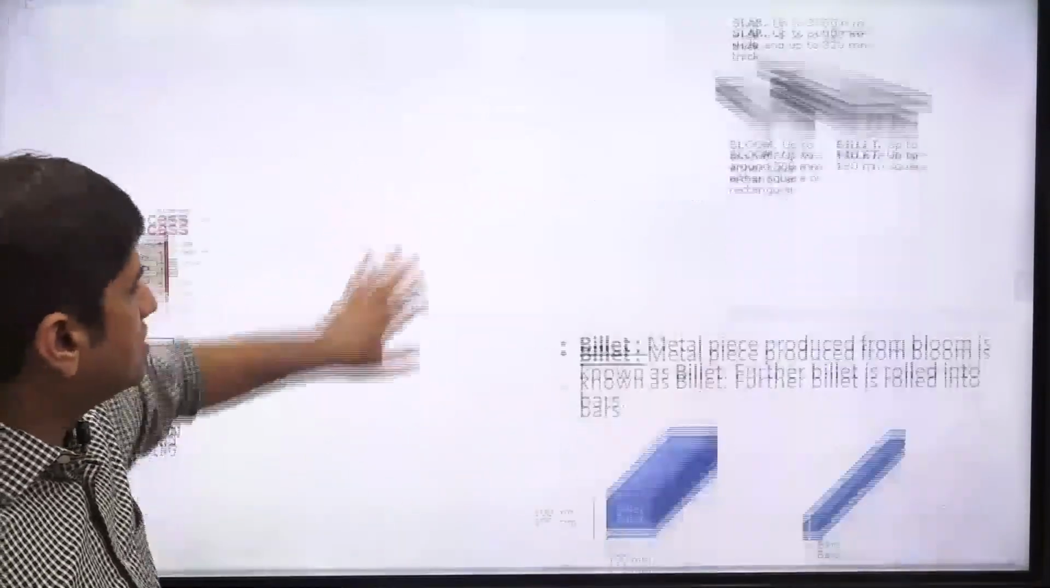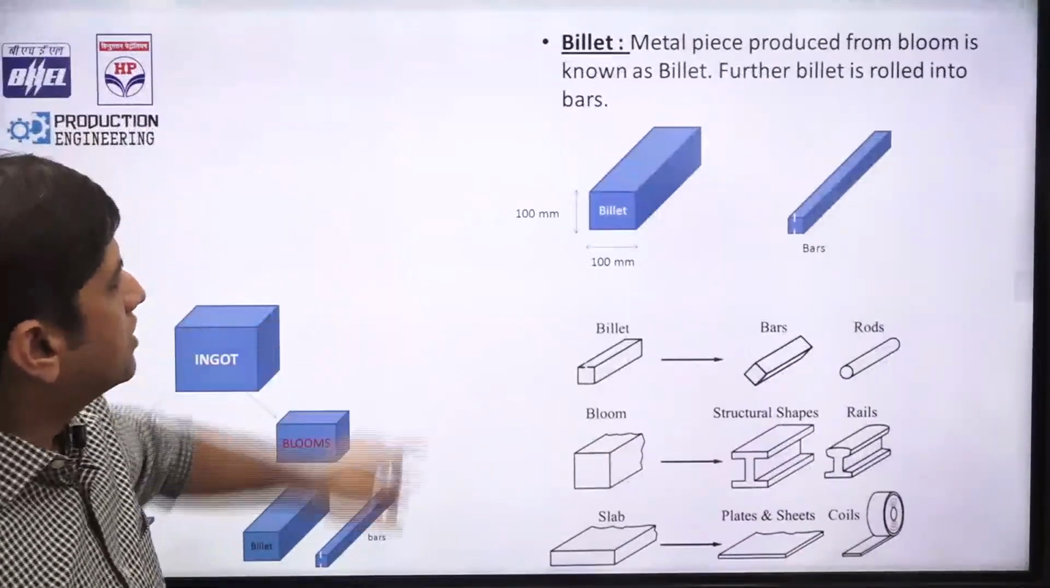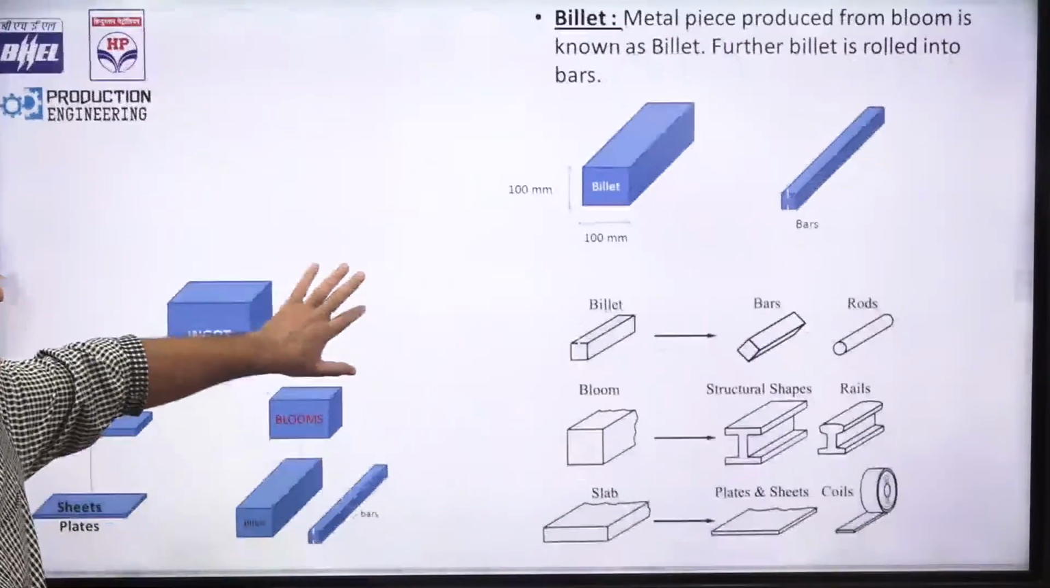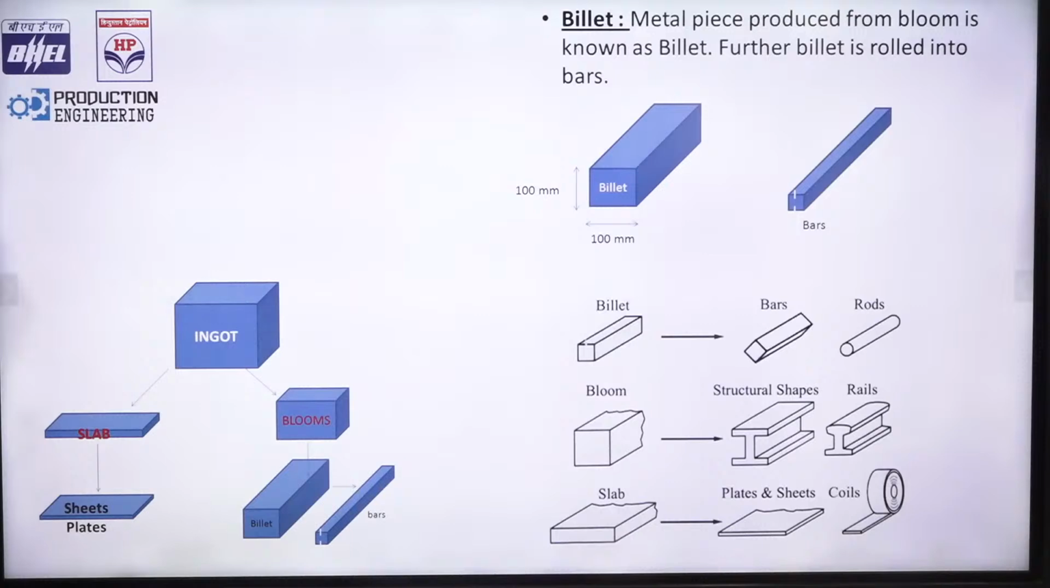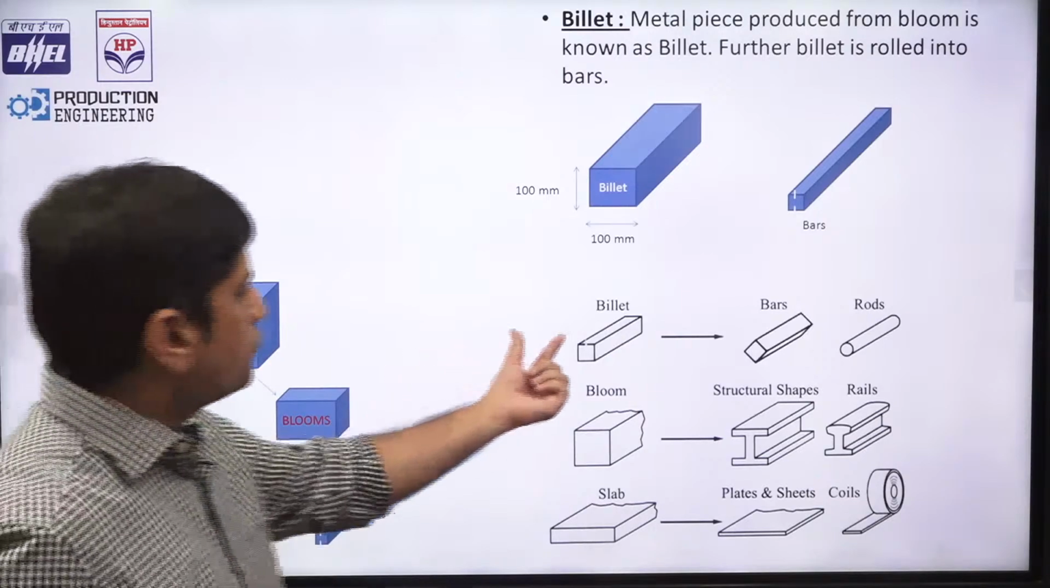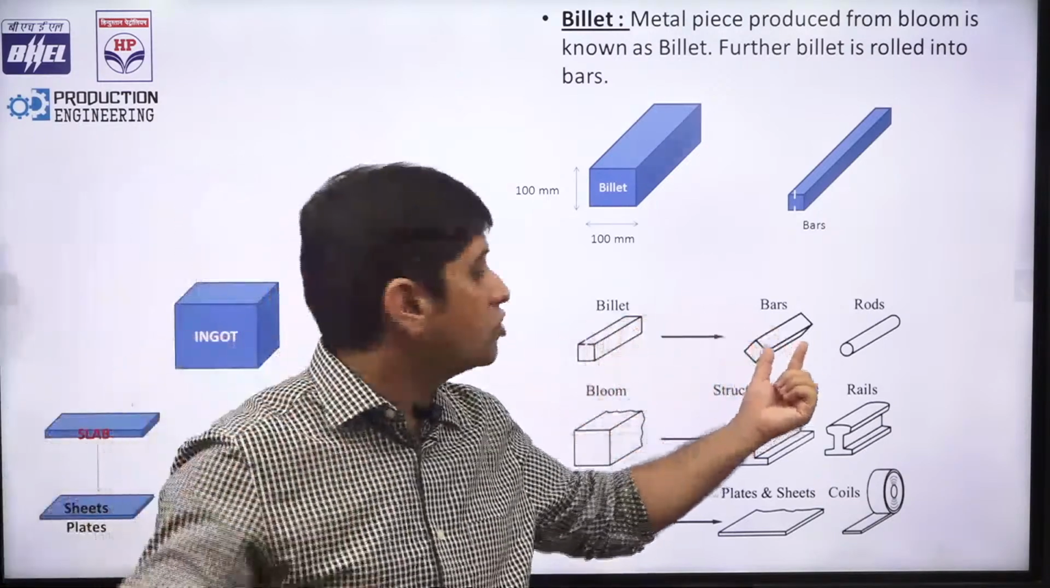Now let us look at the diagram of these separately. This is how you get it. Billet has a square cross section, and from ingot, as I told you, you get two things: either you get bloom or you get slab. From slab you further get the sheets, and from bloom you get either billet or bar. This billet itself is a square cross section, and billet will give you bars or rods.